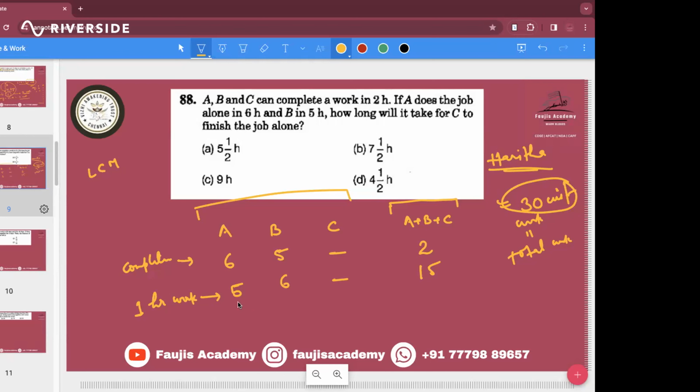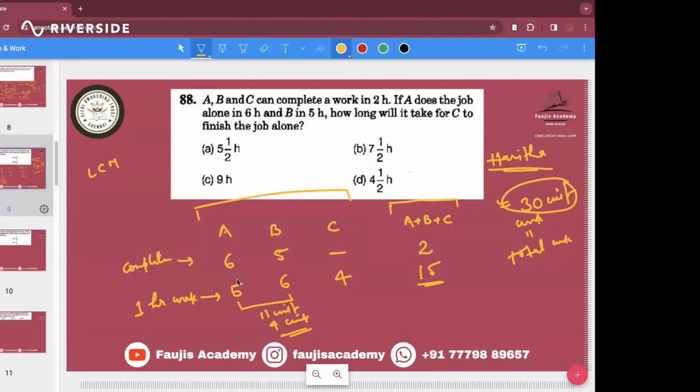Now look closely. A and B together are doing 11 units of work. But in actuality, 15 units of work is happening. So who was doing that 4 units of work in 1 hour? Who was that chap? Can you fill the blank here? C, sir. By what number? By 4, right? Yes, sir. By 4.